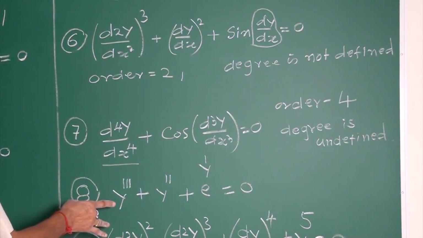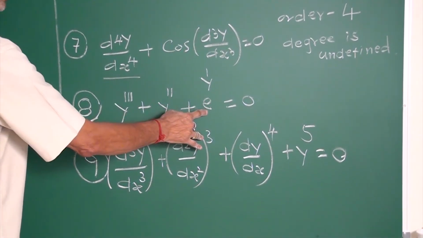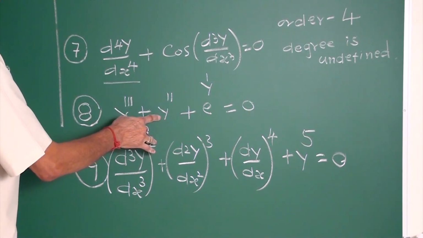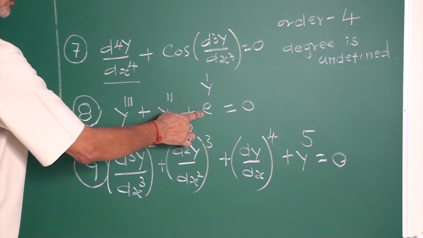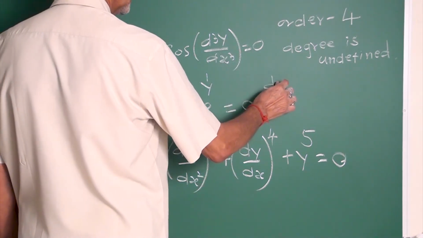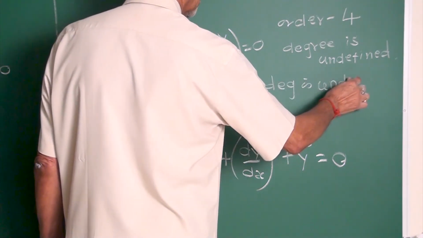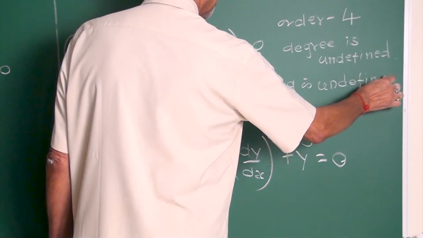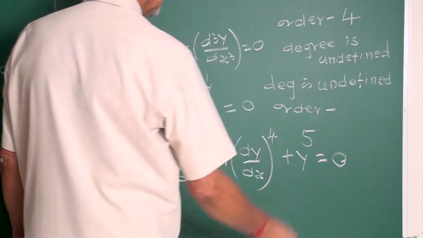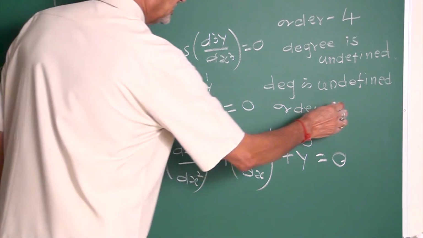Next one: y triple dash, y double dash, e to the power y dash. Y dash means first derivative, then second derivative, third derivative. Then e to the power dy/dx tells what? Degree is undefined, or not defined, anything, right? Now what about the order, my friend? The highest is 3.